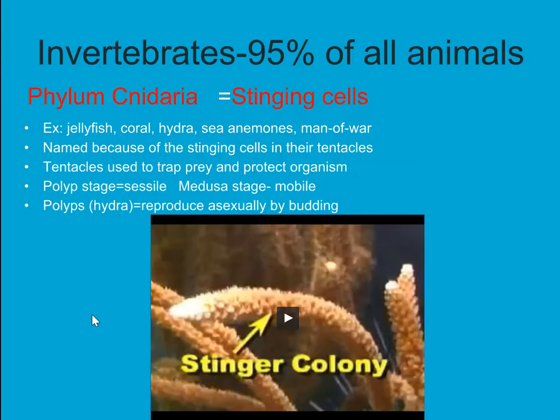So the next phylum is Cnidaria. That means stinging cells. Examples are jellyfish, coral, hydra, sea anemones, man o' war. They're named because they have stinging cells in their tentacles. Tentacles are used to trap prey and also to protect the organism. They have a polyp stage that's sessile. Some have a medusa stage, which is mobile. An example of a polyp is a hydra, and it reproduces asexually by budding.